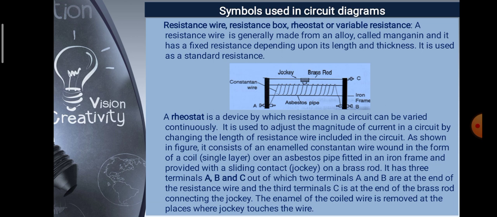in the circuit. As shown in figure, it consists of an enamel constantan wire wound in the form of a coil over an asbestos pipe fitted in an iron frame and provided with a sliding contact called jockey on a brass rod. It has three terminals A, B, and C, out of which two terminals A and B are at the end of the resistance wire, and the third terminal C is at the end of the brass rod connecting the jockey. The enamel of the coiled wire is removed at the places where jockey touches the wire.